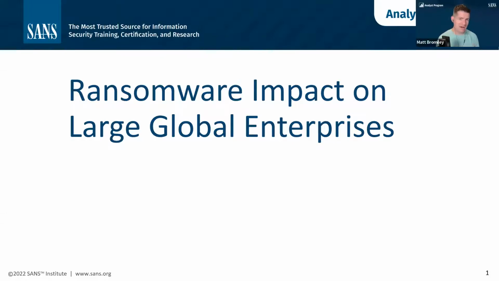Interestingly enough, our conversation started out with how ransomware impacts the largest organizations out there. I think, Kevin, our initial scope was the G2K, right? Yep, exactly. Our initial scope was the G2K, the 2,000 largest organizations in the world.